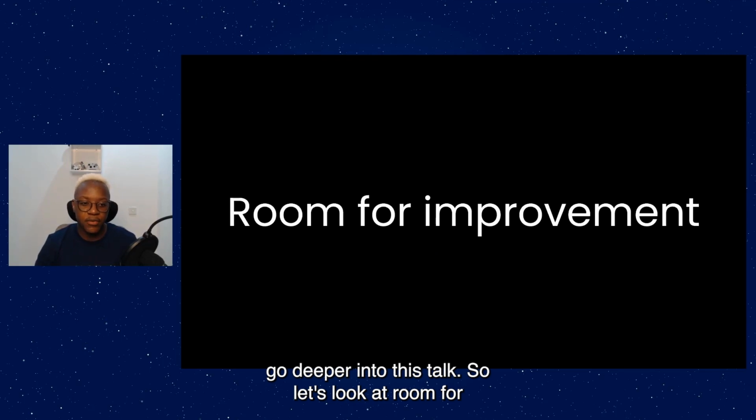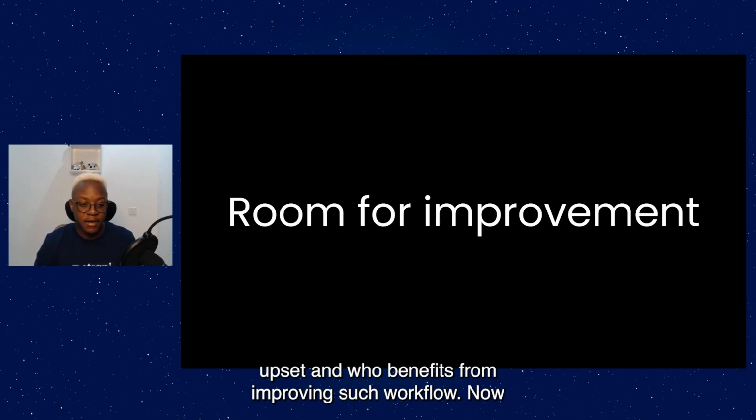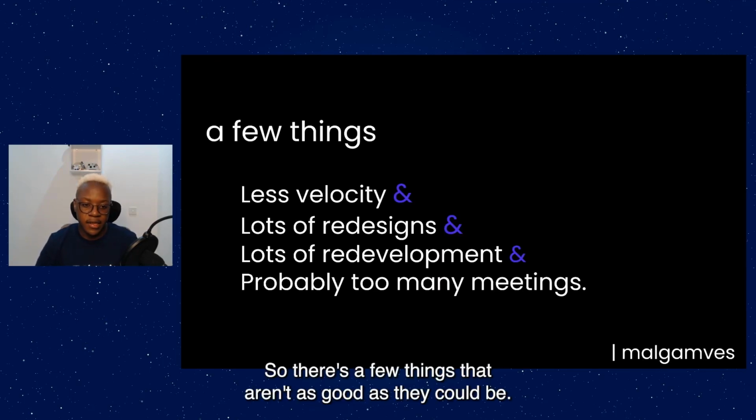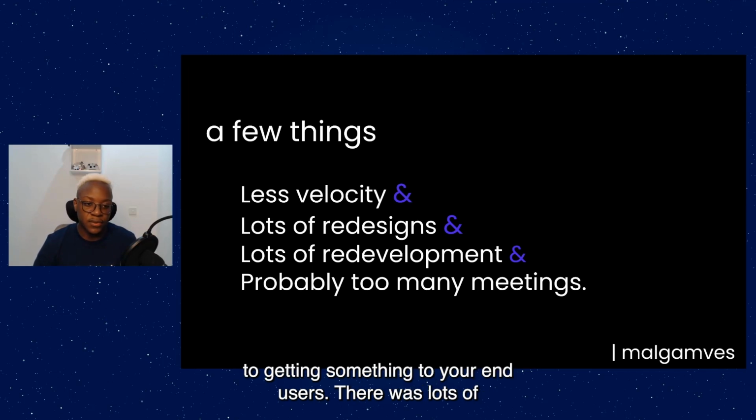So let's look at room for improvement. We went into our workflow. We looked at who's upset and who benefits from improving such a workflow. Now let's look for where we can actually improve this workflow. So there's a few things that aren't as good as they could be. We definitely have much less velocity in terms of ideation to getting something to your end users. There were lots of redesigns.